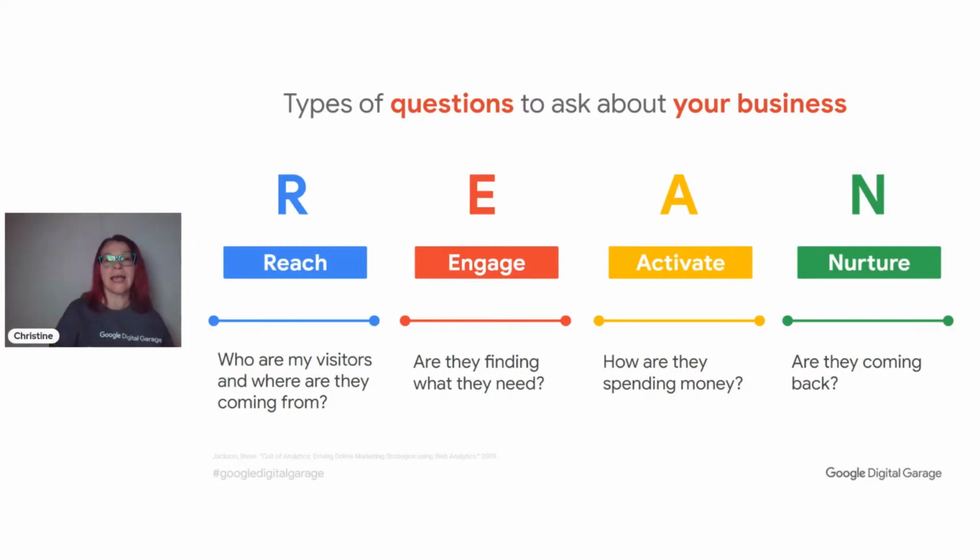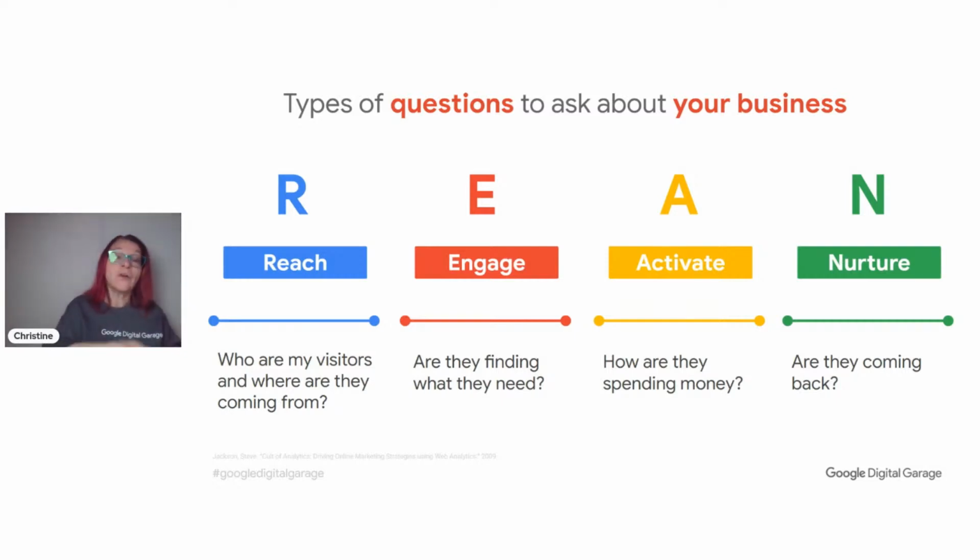So the first stage for a lot of businesses is to reach new people, reach out to people. So when we're thinking about the first stage, before people can buy from us, before they can get to know us, they need to know about us, they need to hear about us, and we need to say, okay, how am I going to reach them? And the kinds of questions we might have are: who are they? Where do they come from? How do they find me?